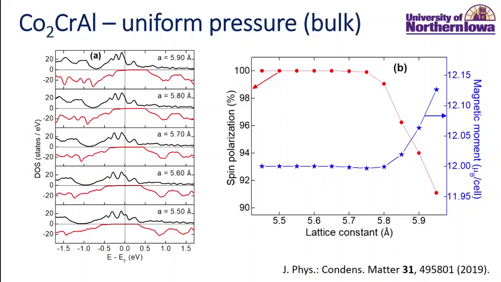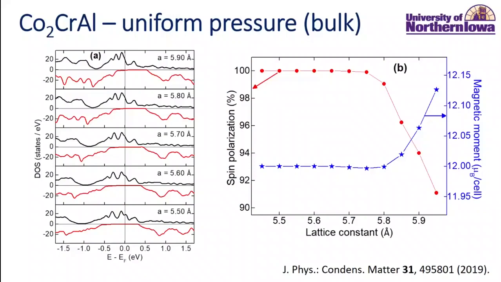Then we consider both compression and expansion of the cell, and as we can see, this material more or less retains its half-metallic properties for the entire range of considered compression, and also for a decent interval of expansion. Again, we're talking about uniform pressure here. Eventually, half metallicity is destroyed when the cell is expanded beyond certain limits.